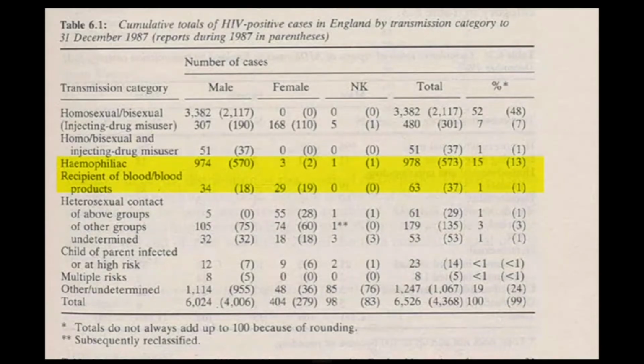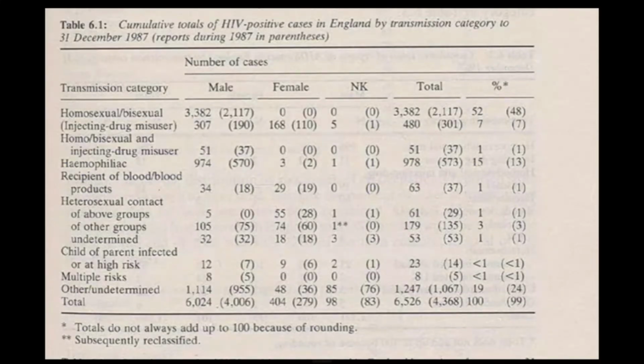That's really helpful, thank you. So we can see for people with haemophilia, there was a cumulative total of 978 cases to the end of 1987. And of that total, 573 had tested positive that year. For recipients of blood transfusions or blood products, that was a cumulative total of 63, and 37 people had tested positive that year. Could we next go to page 129, please?